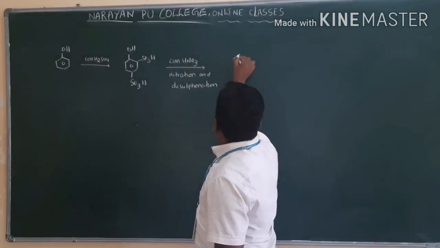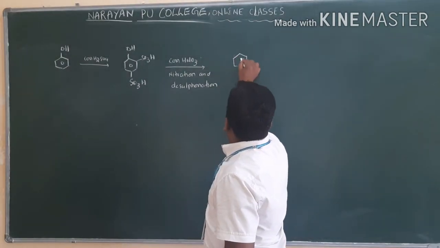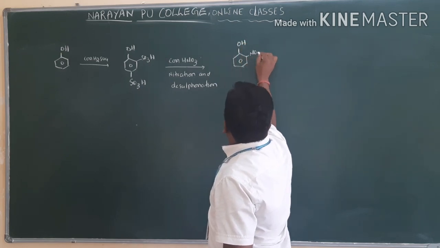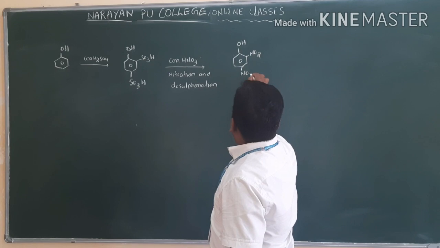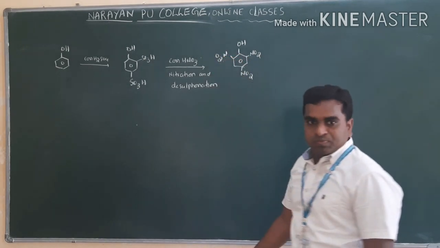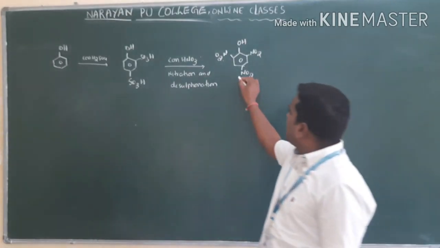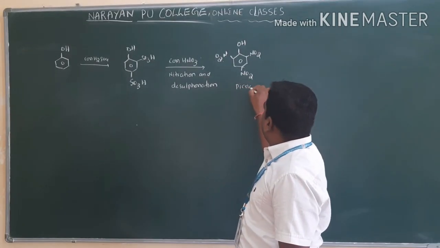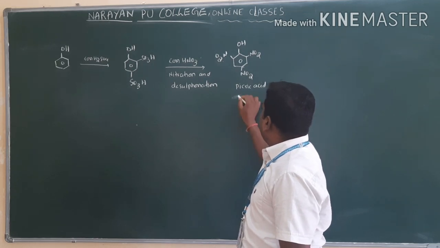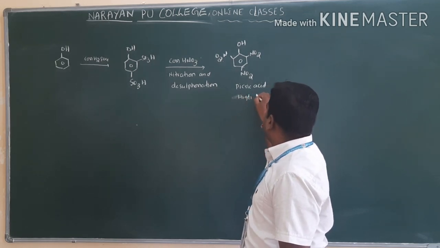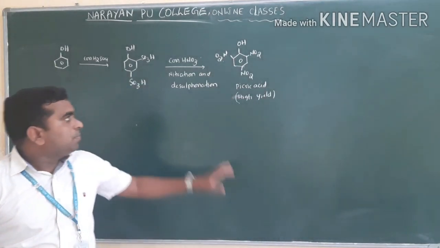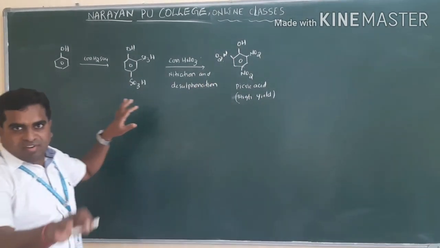So what happened here is you get the compound with OH and NO2, NO2, and NO2. That's why you are getting picric acid, and you will get it in high yield. Clear? So this is the picric acid preparation. It is there in your NCERT textbook.